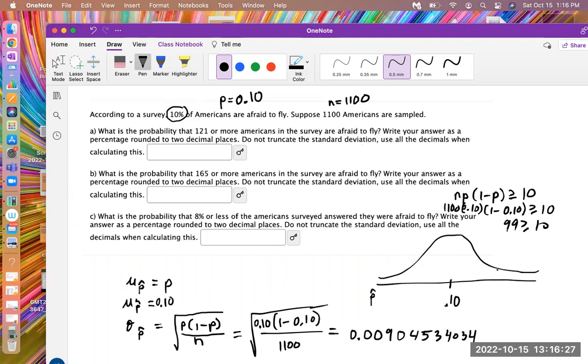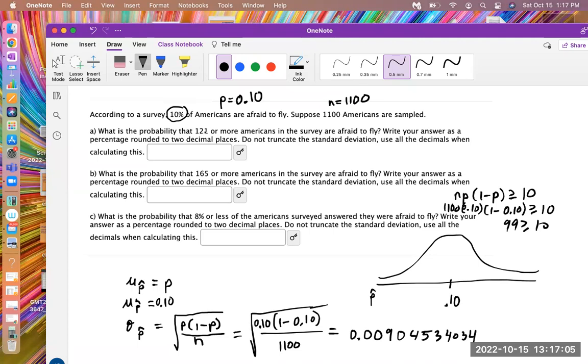This sampling distribution only finds the probability of having a certain sample proportion. 121 is not a proportion. A proportion is always a decimal, or you can write it as a percent, like 60% or 70%, but it's never going to be bigger than 100%. It doesn't make sense to have 110% of the population. So it's always going to be a decimal, and this is not a decimal, so we can't use this number.